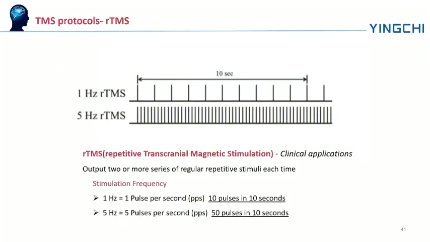As for the rTMS, it is the repetitive transcranial magnetic stimulation, and it has been used in clinical treatments and research for many years. It outputs 2 or more series of regular repetitive stimuli each time. And as for the frequency, 1 Hz stands for 1 pulse per second, or you may call it 1 PPS. And 10 pulses in 10 seconds equals 1 Hz.